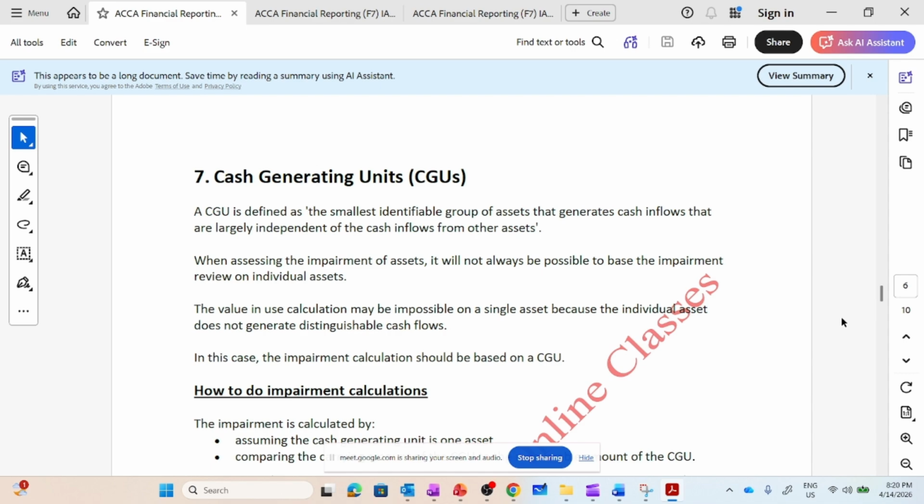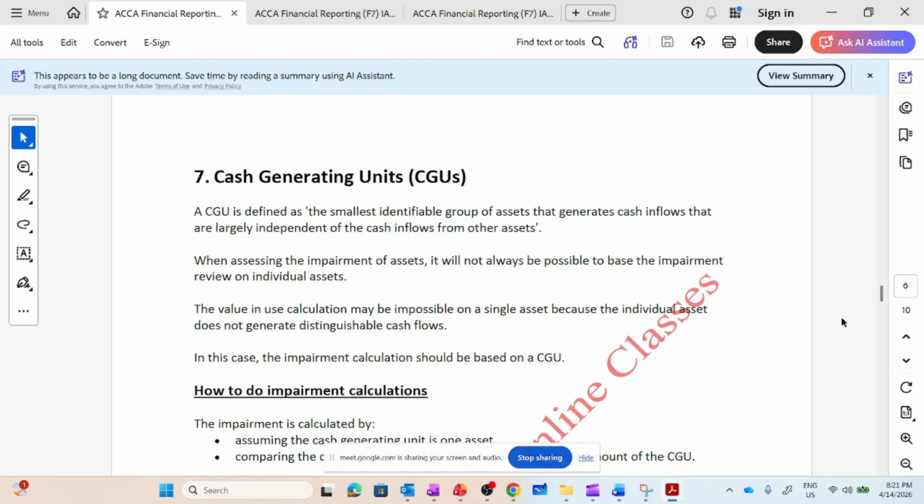We are going to calculate impairment. We are going to do our impairment review. We are going to do our impairment test, and we are going to determine the recoverable value on the group of assets, not the individual assets. So when we are talking about the cash generating unit, it means we are going to impair the group of assets, not the individual assets. Very important point to know.